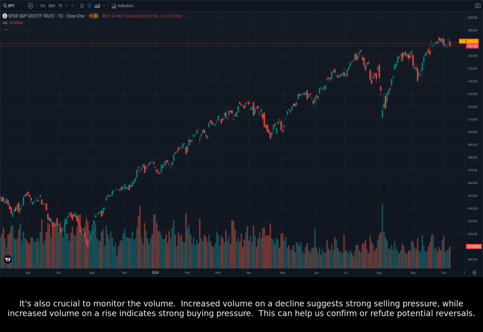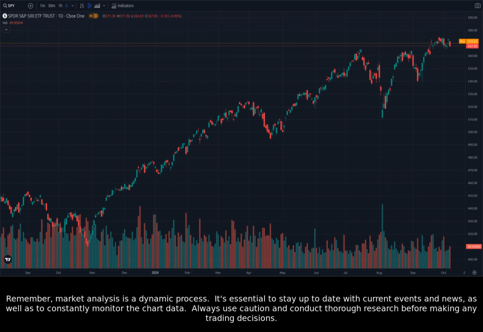It's also crucial to monitor the volume. Increased volume on a decline suggests strong selling pressure, while increased volume on a rise indicates strong buying pressure. This can help us confirm or refute potential reversals. Remember, market analysis is a dynamic process. It's essential to stay up to date with current events and news, as well as to constantly monitor the chart data. Always use caution and conduct thorough research before making any trading decisions.